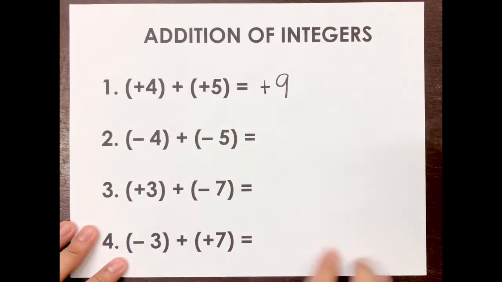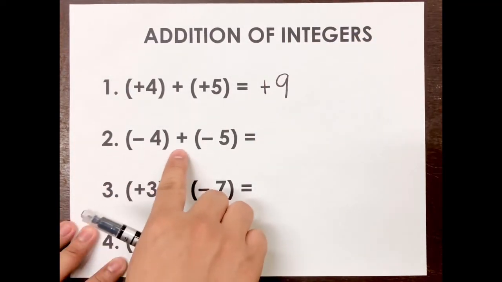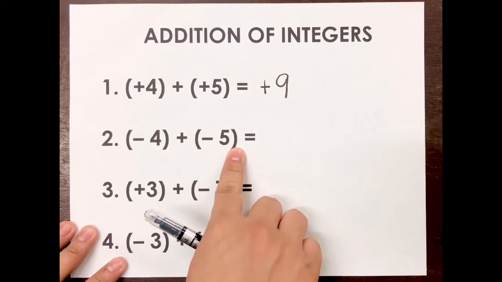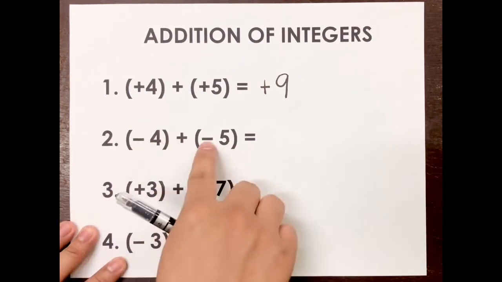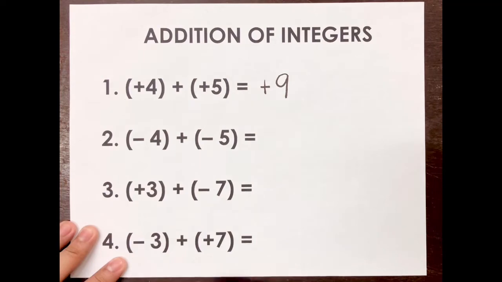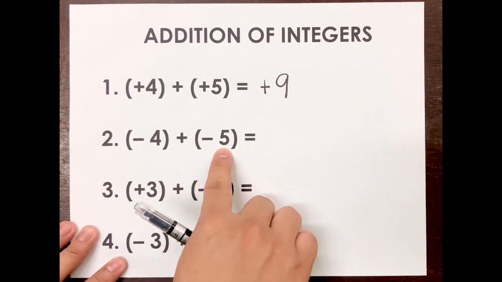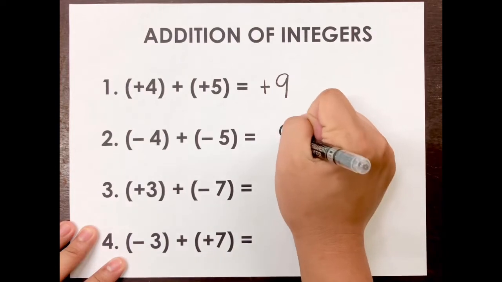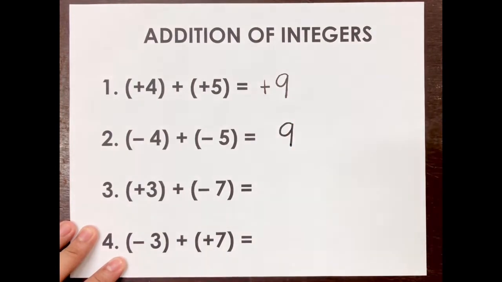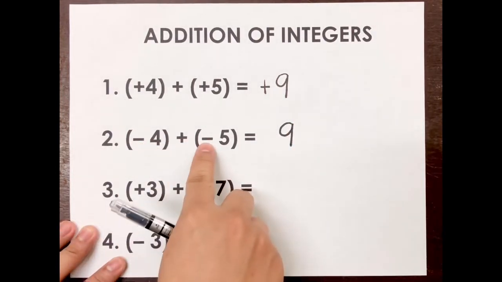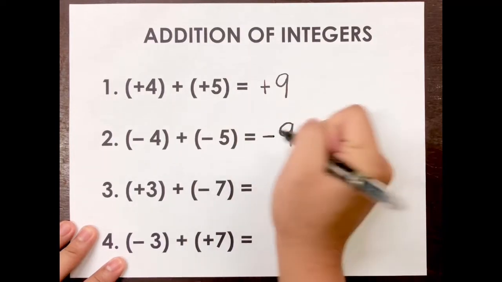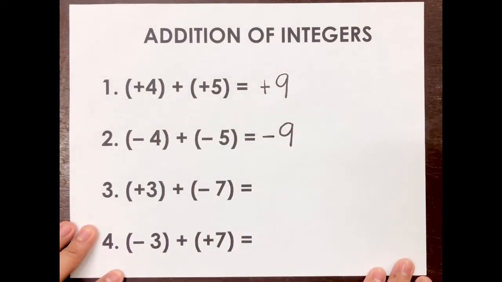Let us have number 2, negative 4 plus negative 5. Again, they are of the same signs. So we're going to add their absolute values. 4 plus 5 will be 9. And we're going to adapt their common sign, which is negative. Very good. Now let us have number 3.